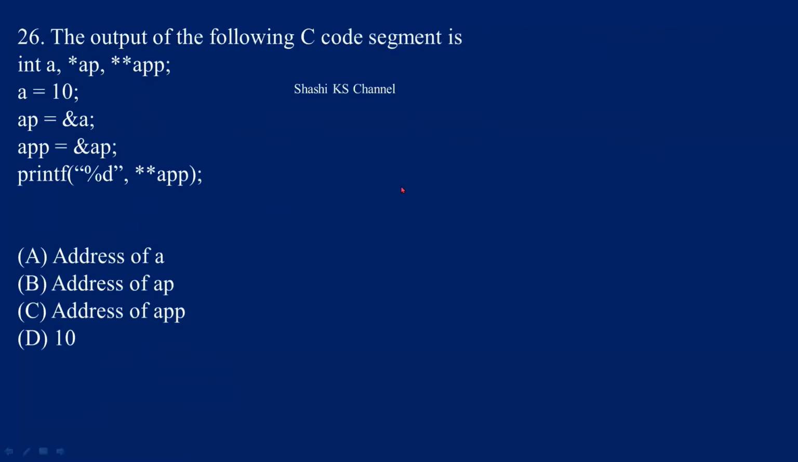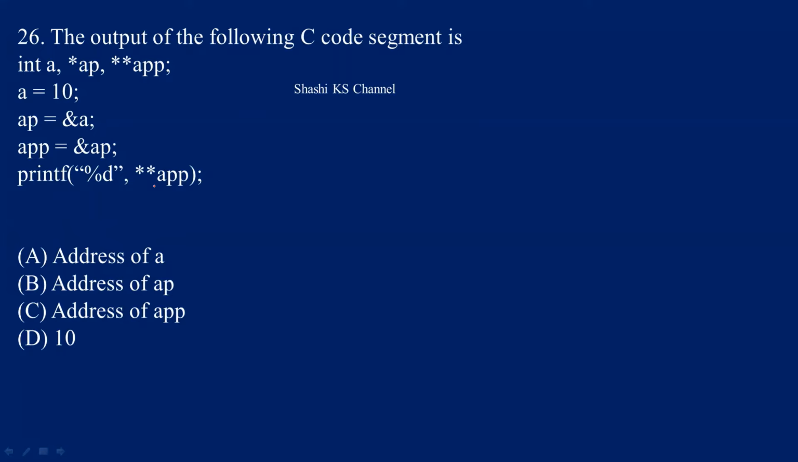The next question is: the output of the following C code segment. Here you have *ap, which is used to denote a pointer, and **app, which is called a double pointer. You have a variable a whose value is 10, and a pointer ap which is going to store the address of a. You have the double pointer app which is going to store the address of the pointer ap. So when you use **app in the printf statement, the value which is pointed to by the double pointer gets printed on the screen.